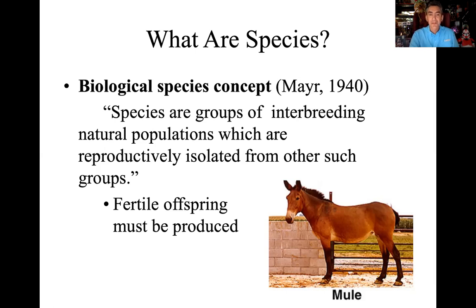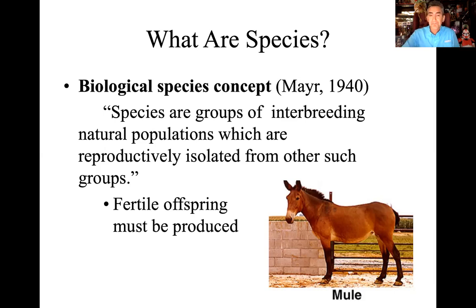So this is a big deal. Fertile, not just offspring, but fertile offspring must be produced. So if members are of the same species, they can reproduce, and then their offspring are fertile and they can continue to reproduce. So we're tracking DNA basically. How can DNA be passed from generation to generation to generation? And if DNA can't be passed on, then we say, no, that's not a valid species.